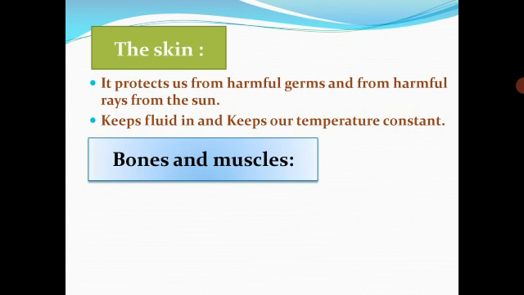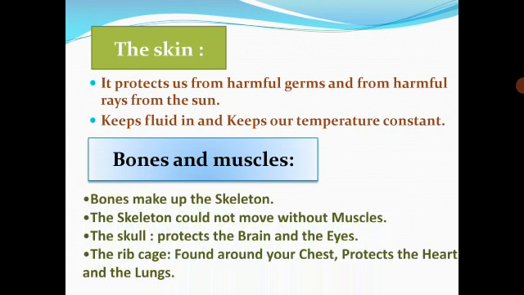What about bones and muscles? Do you remember that our skeleton is made up of bones? And what's the importance of muscles? Muscles help the skeleton to move. Also, bones and muscles protect soft organs. The skull protects what? Brain and eyes, excellent. And the rib cage, what about it? It protects the heart and lungs.